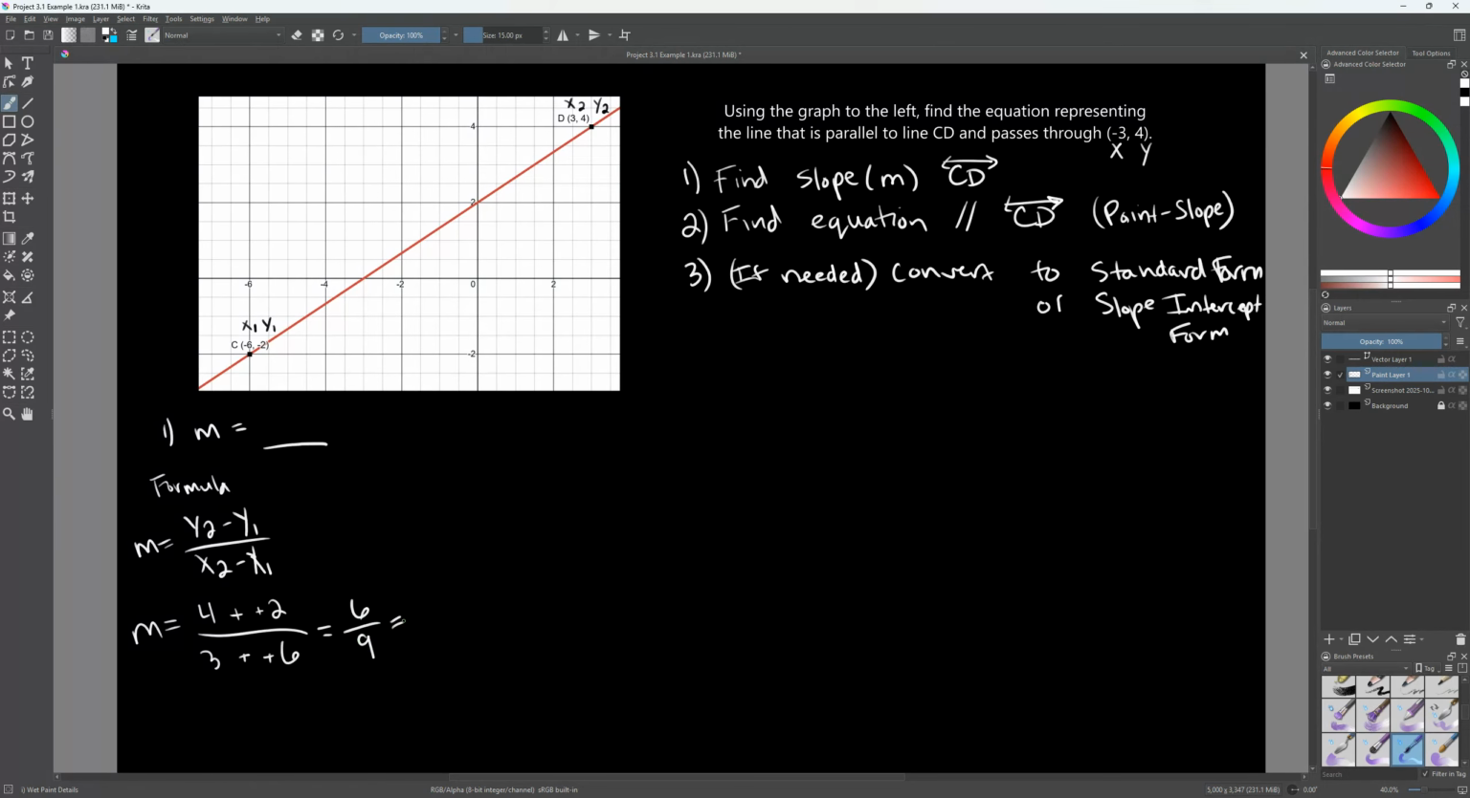Well, if I reduce 6 over 9, I can divide each of those by 3. So divide by 3, and then I can divide this by 3. And when I do that there, I get 2 over 3. So I know my slope is going to be 2/3. That's one way that you can do that. The other way you can do it is you can just do rise over run on the graph.